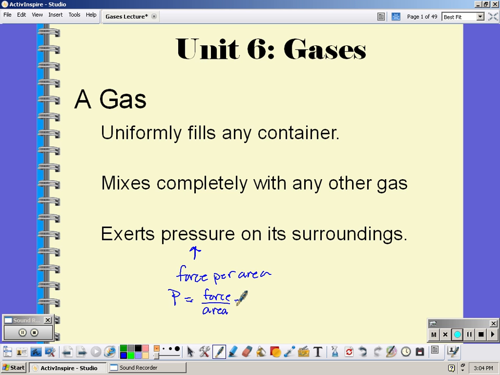And if you look at the units for force, it's newtons, and the unit for area would be meters squared. So a newton per meter squared is one type of unit for pressure.